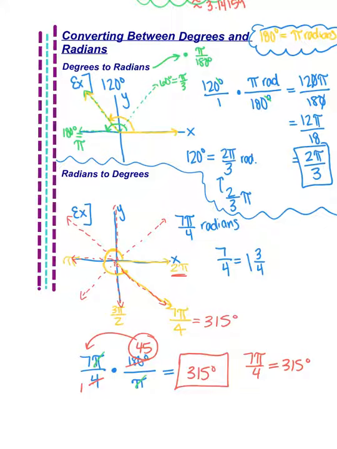So here's my conversion if you're looking for how to do it. Radians to degrees, you multiply by 180 degrees over pi radians. And that would be an algorithm that you could use.